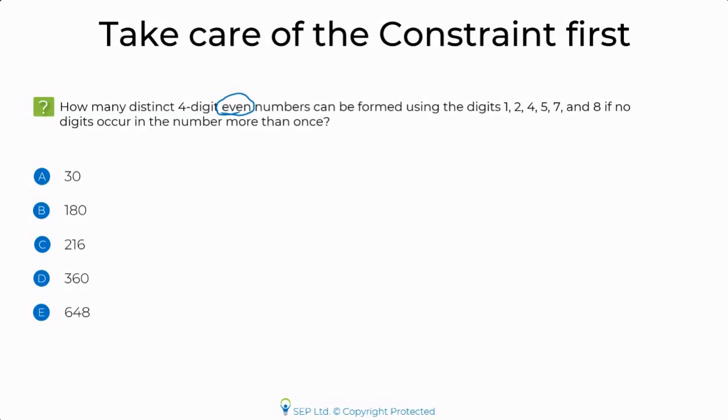Okay, can be formed using the digits. The digits are the same, 1, 2, 4, 5, 7, 8, if no digit occurs in the number more than once. So this part tells us that repetition is not allowed. That's something which is clear from this part. So we know that there is a constraint.